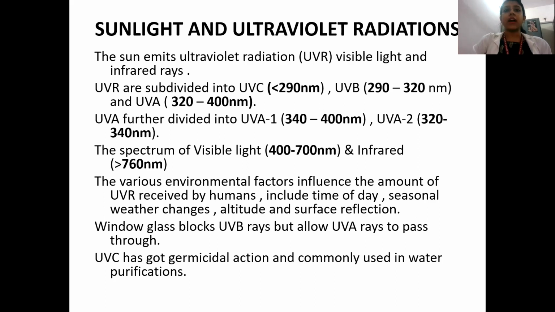The various environmental factors which influence the amount of UVR, that's ultraviolet radiation, received by humans include the time of the day, mainly it will be more towards the middle of the day, like noon time. Seasonal weather changes, like summer season, will be more. Altitude as well as surface reflection. So there are various factors which influence the amount of UV radiation that enters the skin of the body. Window glass actually blocks UVB rays, but it allows UVA to pass through it.